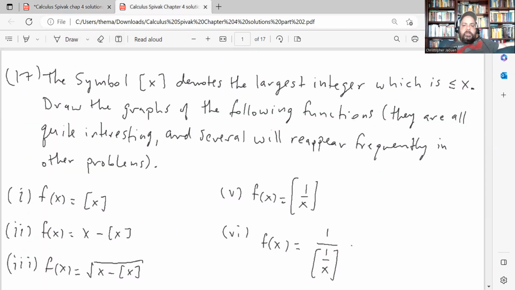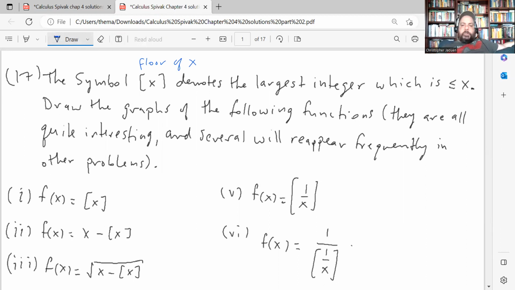Next problem was number 17, which was a graphing problem as well. The symbol, I don't know if you guys are familiar with this. This is called the floor function, or sometimes it's called the greatest integer function. This is the floor of x, and it denotes the largest integer which is less than or equal to x. Draw the graph of the following functions.